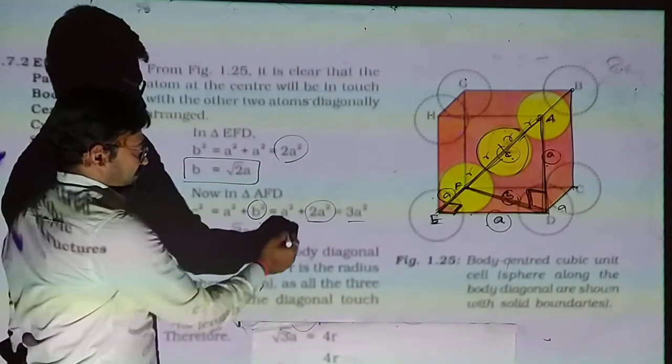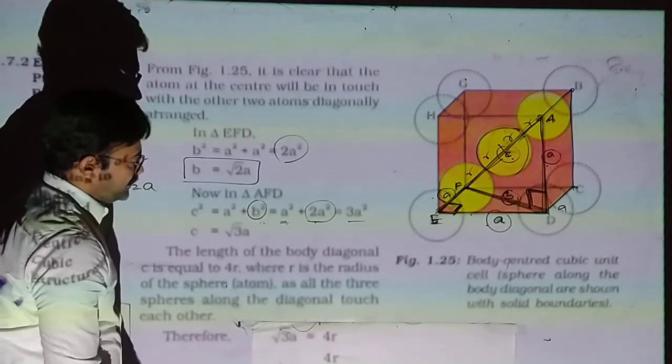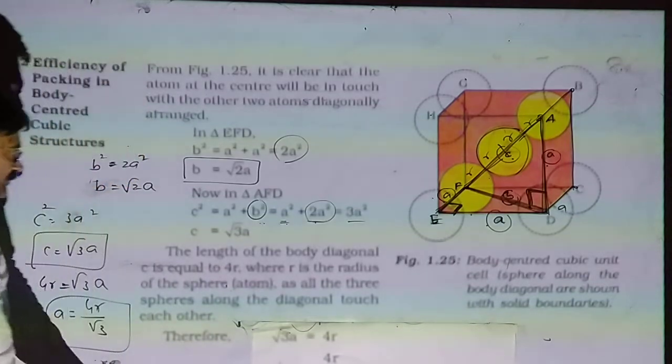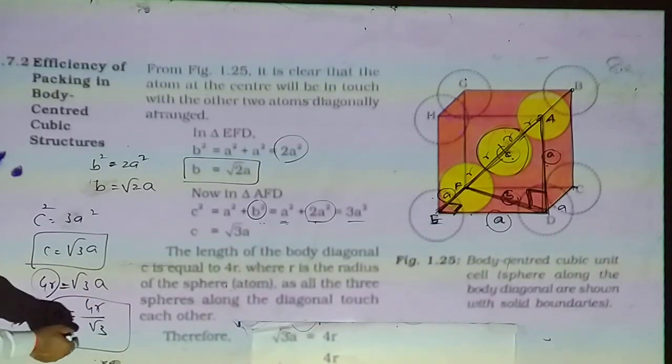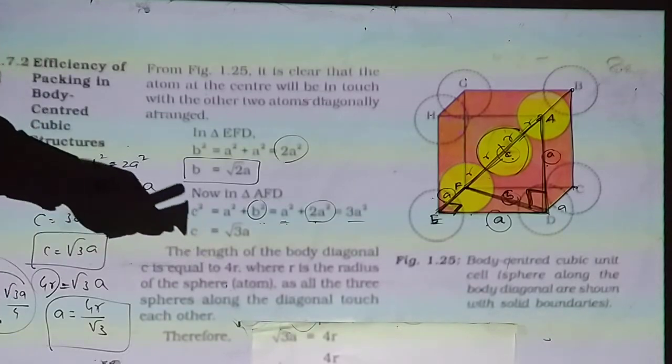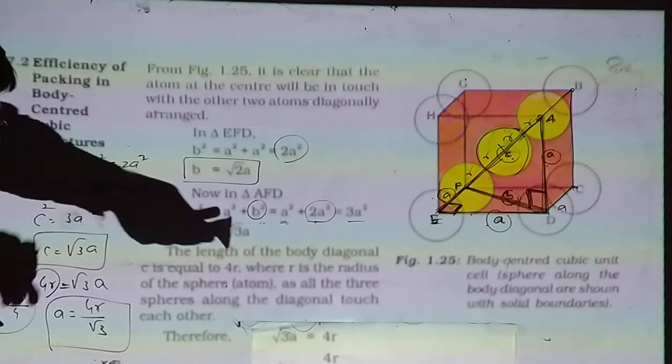So 2a square plus a square gives 3a square. So c is equal to root 3 a. And c is 4r. So a is equal to 4r upon root 3. Otherwise r is equal to root 3 a by 4, the radius of this sphere, we can say.